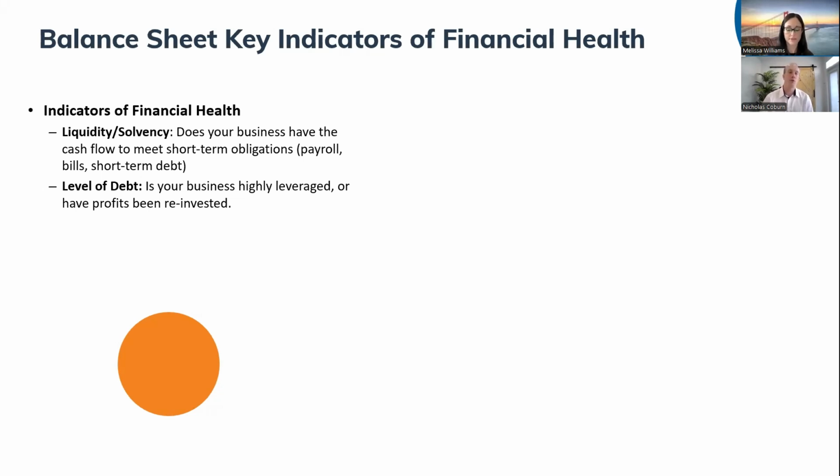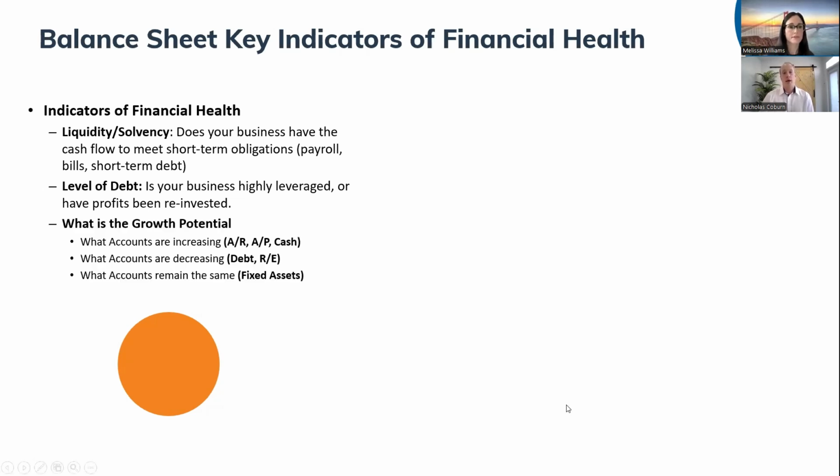So you want to definitely make sure that you're looking at your level of debt and what it's being used for. And then you're looking for growth potential. So again, what accounts are increasing, decreasing, staying the same. If the accounts receivable, as an example, is increasing, that could be good. That means you're making sales.